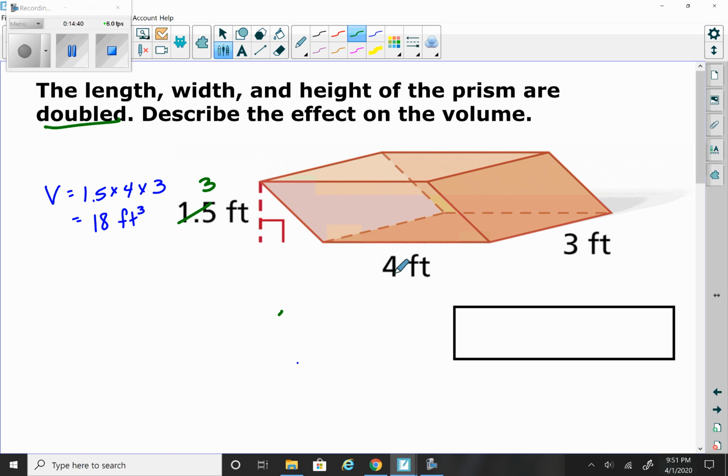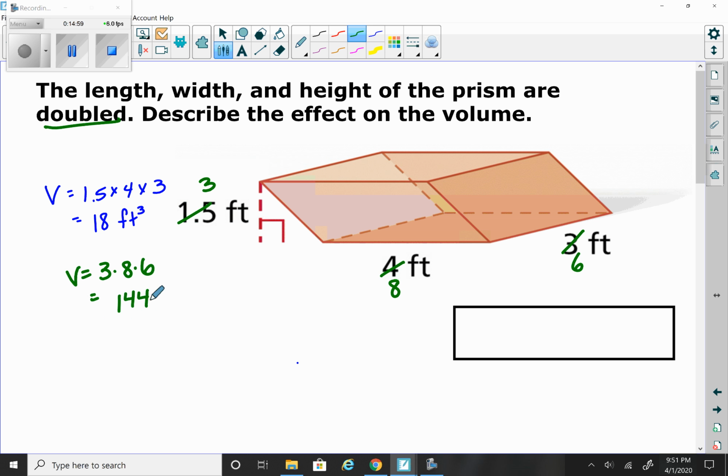Instead of this being 4, we double that and we have 8. And we double 3 and we get 6. So now our volume is 3 times 8 times 6. Let's see, 6 times 8 is 48. 48 times 3 is 144.